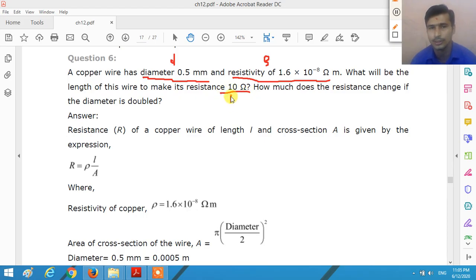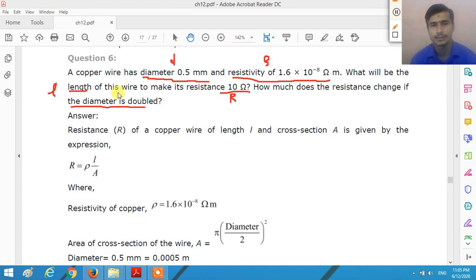So the resistance of the wire is given to you, 10 ohm. We require a wire resistance of 10 ohm. What should be the length of the wire? We need to calculate the length L of the wire. And how much does the resistance change if the diameter is doubled? So when the diameter is doubled, what would be the resistance of the wire, right?